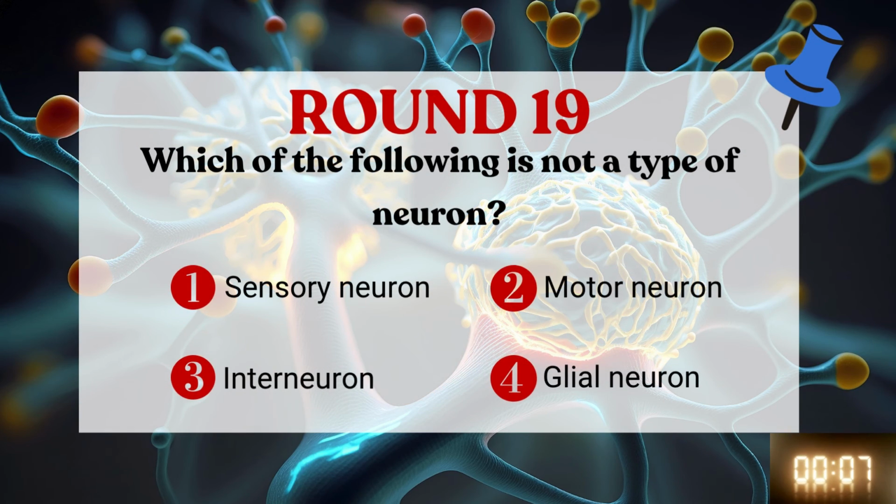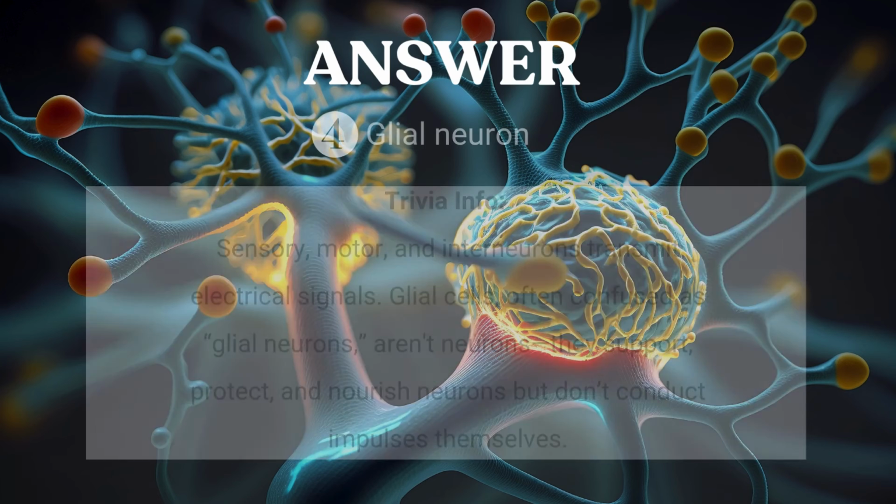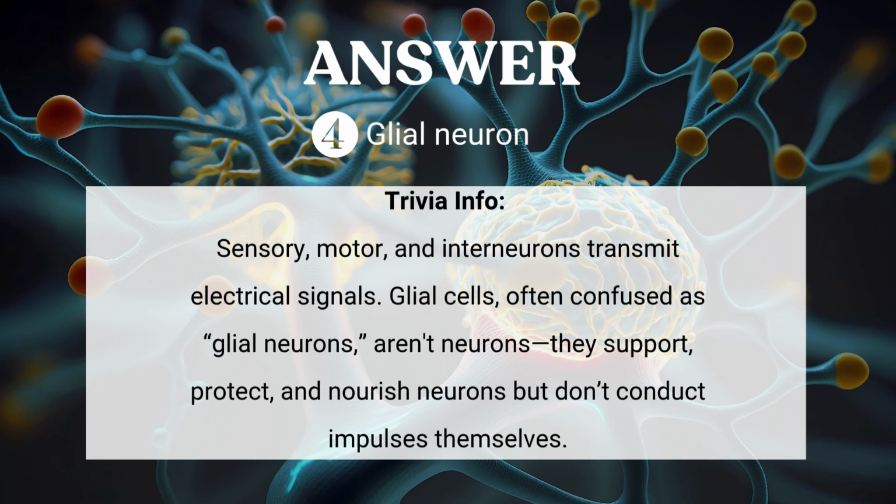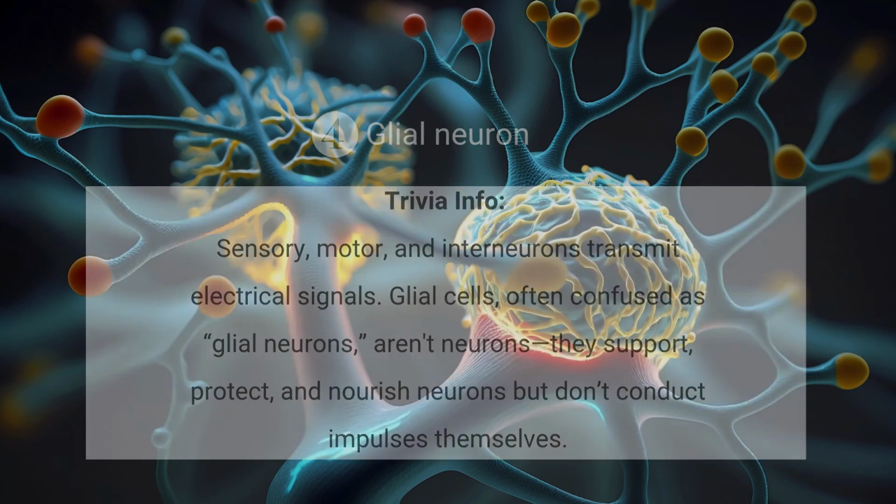Which of the following is not a type of neuron? Answer 4. Glial neuron. Sensory, motor, and interneurons transmit electrical signals. Glial cells, often confused as glial neurons, aren't neurons. They support, protect, and nourish neurons, but don't conduct impulses themselves.